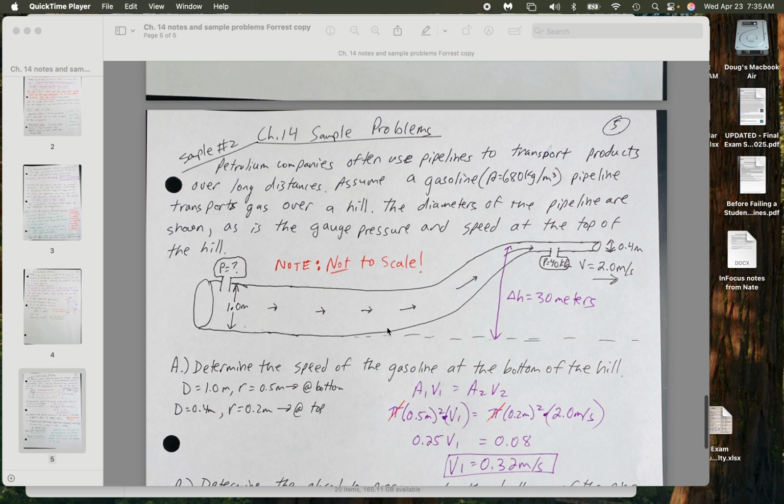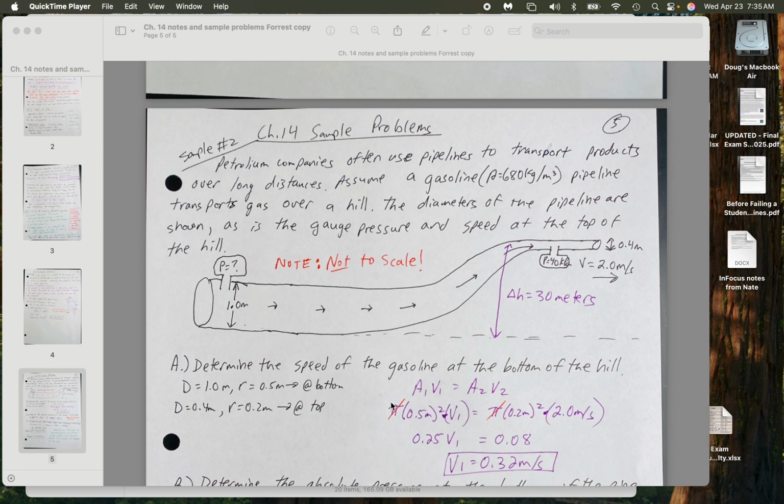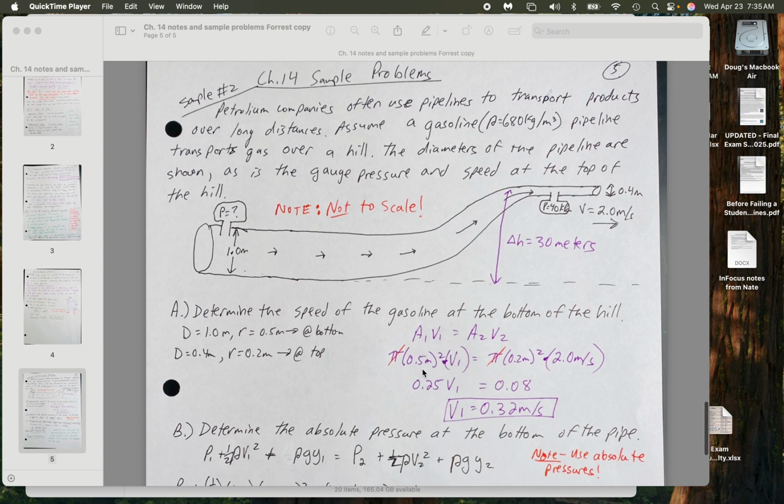If you want to determine the speed of the gasoline at the bottom of the hill, first of all, you've got to use the continuity equation. That's that the volume flow rate in cubic meters per second is equal to the cross-sectional area times the speed at point 1, and cross-sectional area times the speed at point 2. So I could do pi r squared times v1 equals pi r squared times v2. Pi's cancel out. 0.5 squared, because that's the radius. 0.2 squared, because that's the radius. Again, you could use 1 and 0.4 because they're proportional. I don't like to do that. I like to think about things, just because things don't always cancel out, and if I use the appropriate terms, it lets me know.